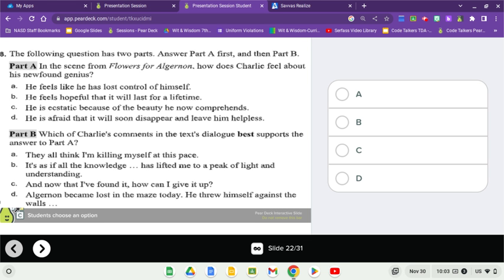Yeah. Now, if that gave you trouble, perhaps the clues underneath can help clarify the top answer or at least reinforce it so you can find a match. If you don't find a match, you've got to think. So, is it A, they all think I'm killing myself at this pace, says Charlie? Does that seem like the best answer? B, it's as if all the knowledge has lifted me to a peak of light and understanding. Oh, there's that vocab word again. How about C? And now that I found it, how can I give it up? Or D, Algernon became lost in the maze today. He threw himself against the walls, the line Mr. Surface likes so much. Take a moment to decide A, B, C, or D.